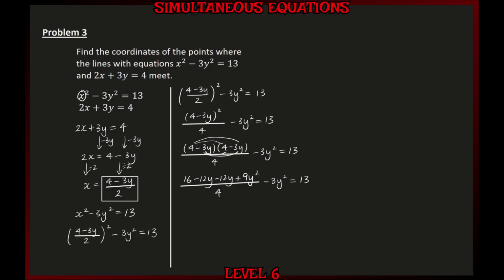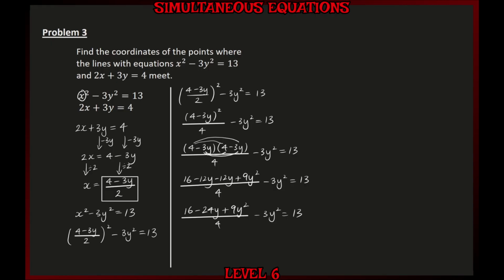We can simplify the numerator of the fraction by collecting together the minus 12y and the minus 12y, so this becomes 16 minus 24y plus 9y squared, all divided by 4, minus 3y squared is equal to 13. We can now look at getting rid of that fraction. And because the numerator is being divided by 4, we can multiply everything in the equation by 4.